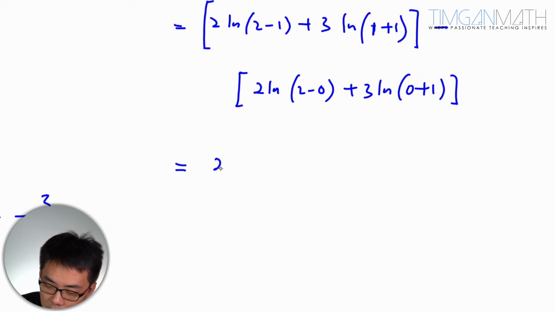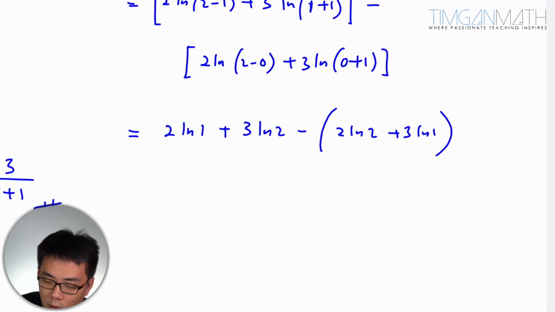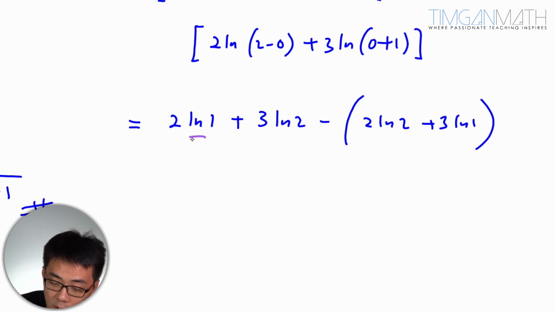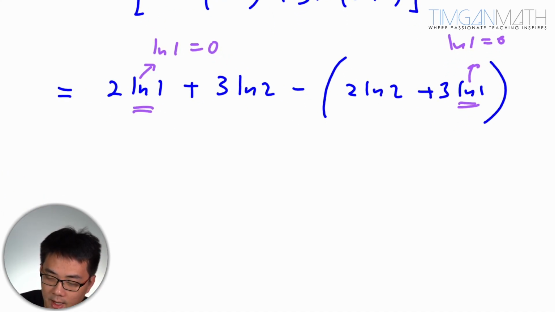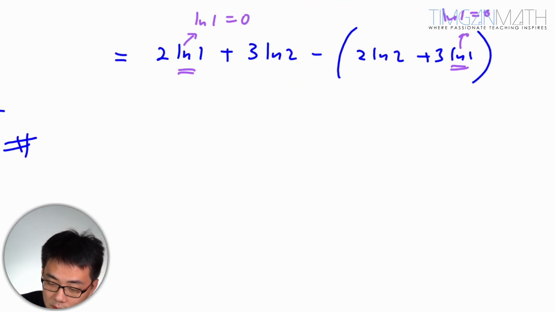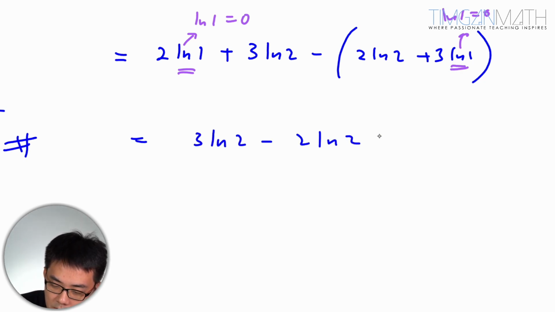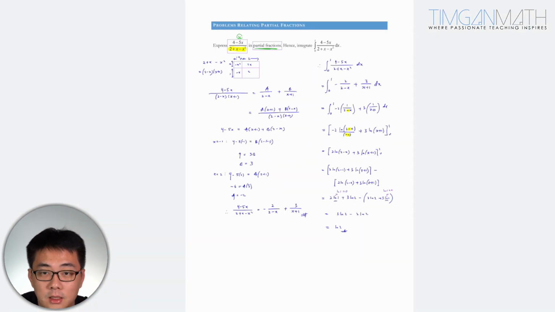This is 2 ln 1 plus 3 ln 2 minus of 2 ln 2 plus 3 ln 1. Ln 1 is 0. Just remember that ln 1 is 0. And what we can get is 3 ln 2 minus 2 ln 2, and this will just be ln 2. Okay, so the answer is just ln 2.